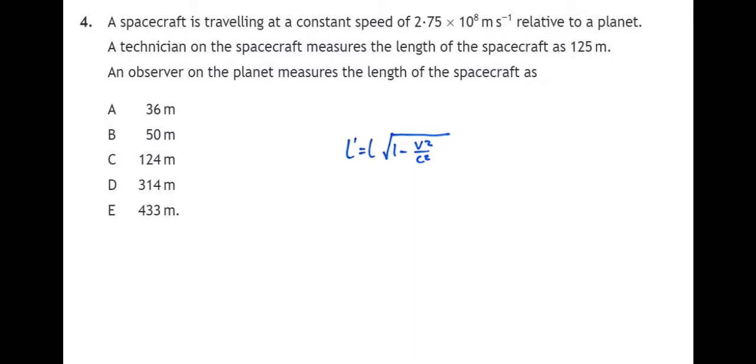People get confused about which letter is L dash and which is L. In this case, L dash, the dashed one, is always the one seen by an observer moving relative to the object. So L dash is what we're trying to find out here, because the observer is moving relative to the spacecraft. So L dash equals 125 times the square root of 1 minus v squared over c squared, which turns out to be 50 meters. Answer B.